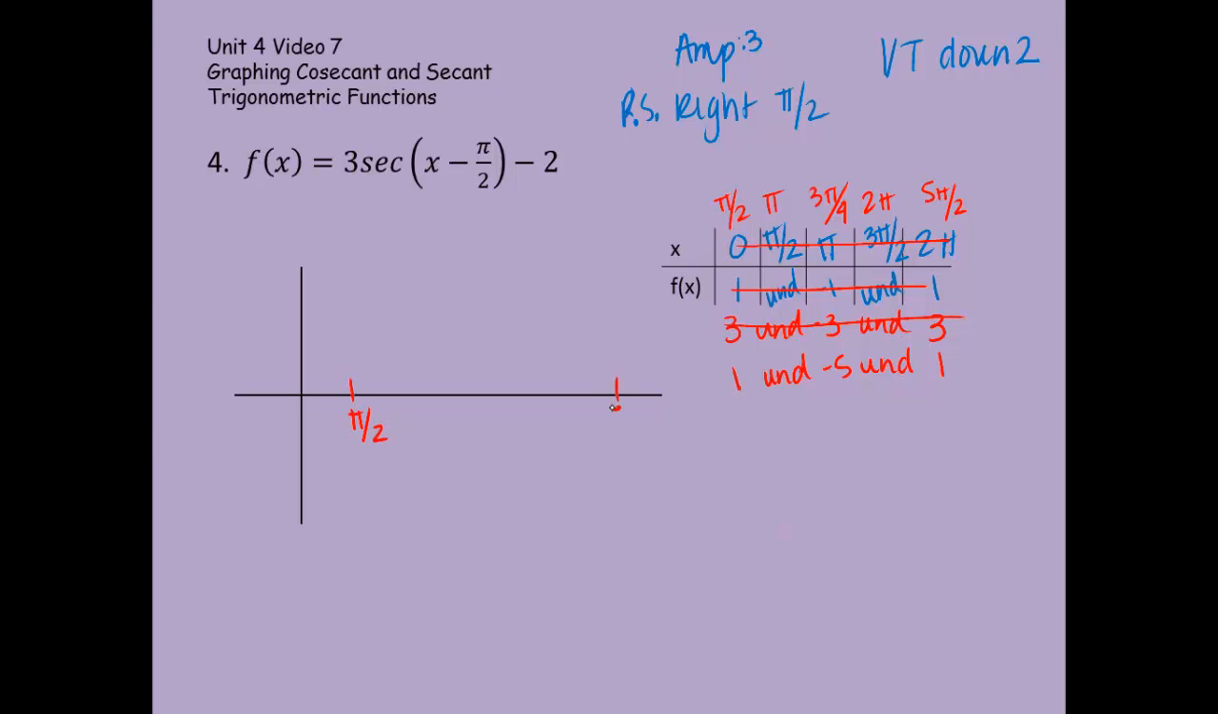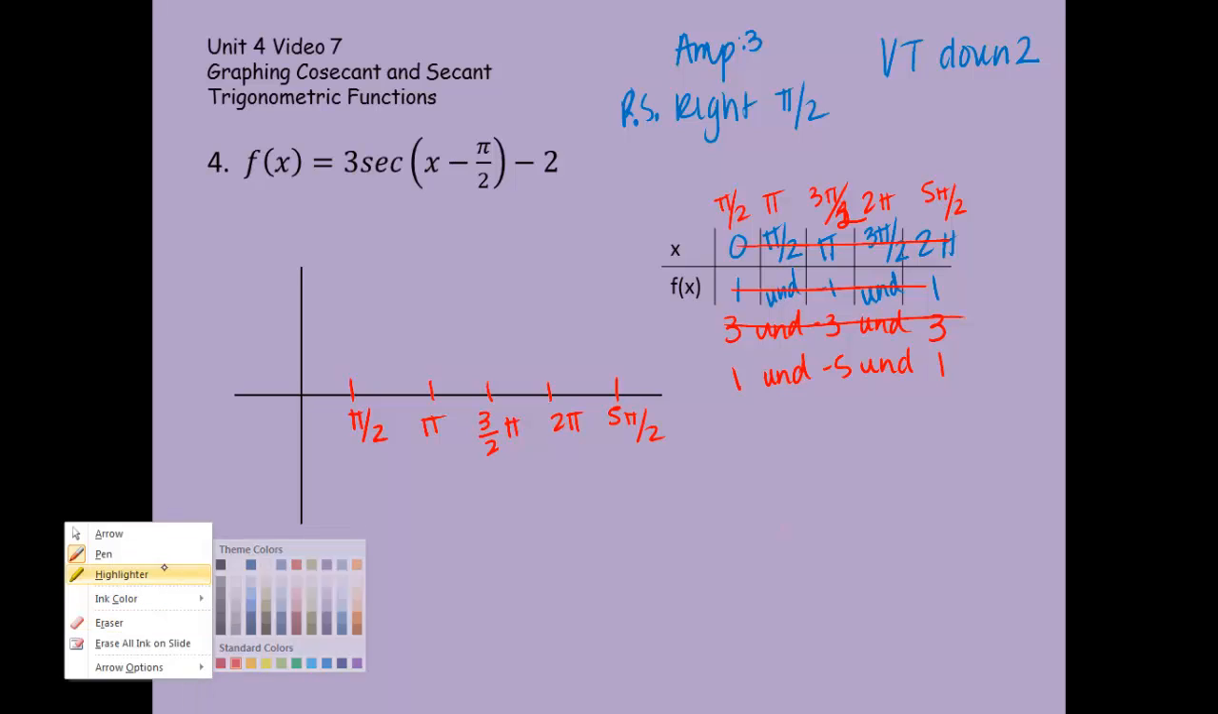Start by labeling my axis, making sure everything stays equidistant. Oops, that should be 3 pi over 2 on my chart. Sorry. And pi and 2 pi. Okay, so my axis is labeled and I'm ready to start putting some points on there. At pi and 2 pi, I'm going to graph my asymptotes. Remember, if you don't graph your asymptotes, you have not completely graphed this function.